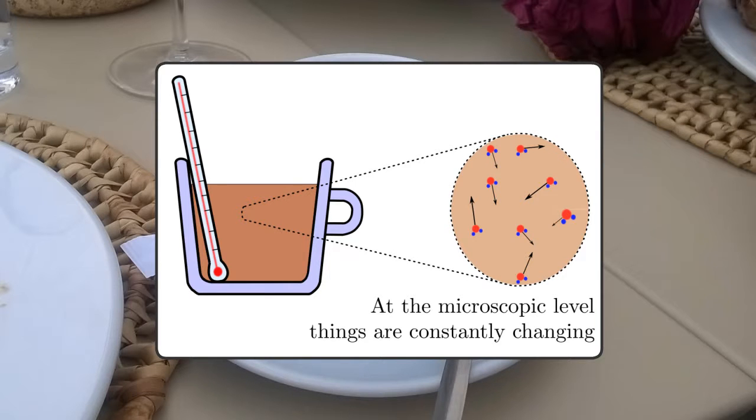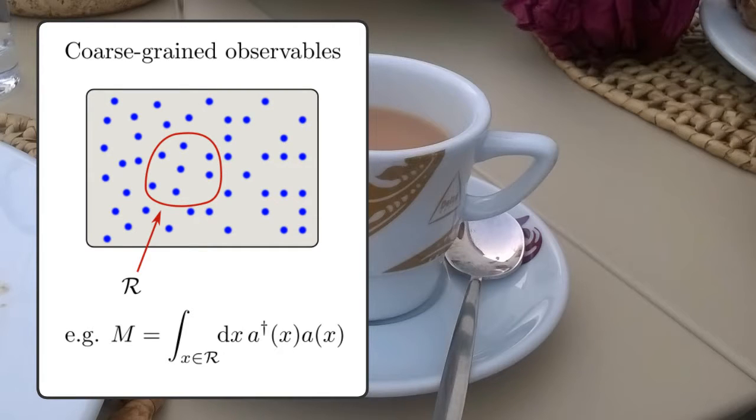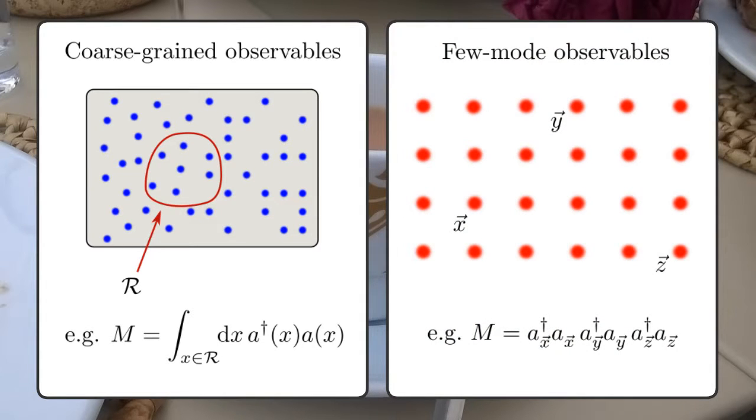In this paper, we look at two classes of measurements. The first are coarse-grained measurements, like particle number or magnetization in a region of space. The second are few-mode measurements, like correlation functions or phase correlators.